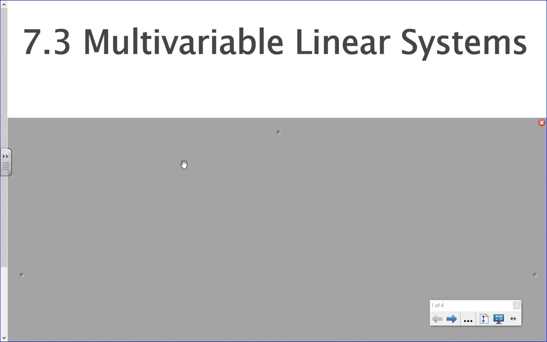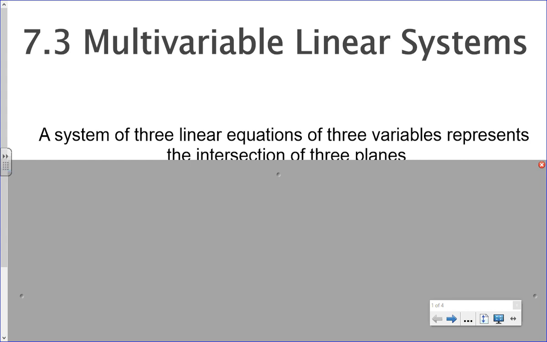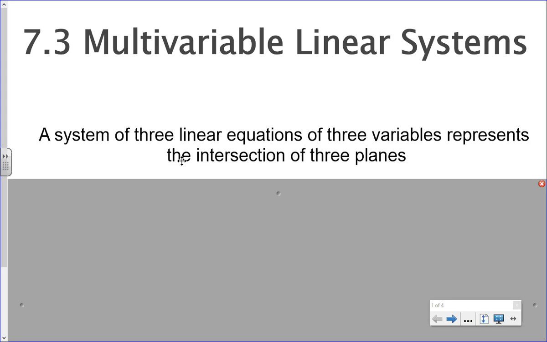All right. So today we're going to talk about 3 variable systems. Now, when we're talking about 3 variables, we've introduced a third dimension. We have a z, which means we have an x, y, z axis. You have not graphed in 3 dimensions. However, you know, or you did at one time, that a linear equation in 3 dimensions represents a plane.